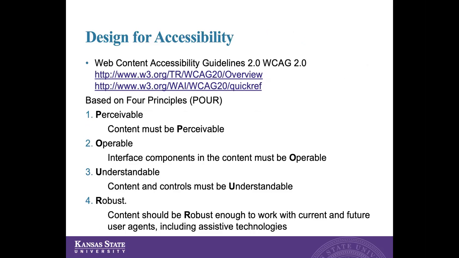So again, these are 4 principles they call POUR, P-O-U-R. Perceivable: content should be perceivable. Operable: your components and interface need to operate properly. Understandable: we want our navigation, controls, and all of that to be useful and understandable. And robust: we want it to be able to work with different assistive technologies like screen readers and things like that.